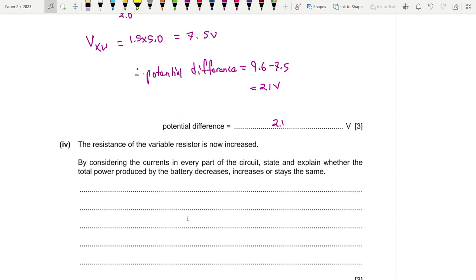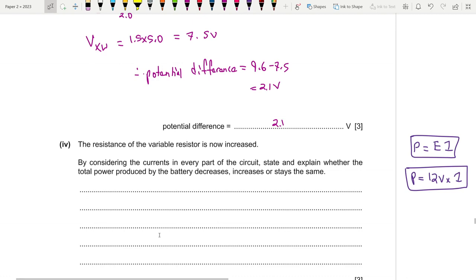They're basically asking us, by considering the currents in every part of the circuit, state and explain whether the total power produced by the battery decreases, increases, or stays the same. Okay, total power produced by the battery. What does this mean? Power produced by the battery is P equals IV. It's actually EI. P is equal to EI, where E is the EMF and I is the current. Okay, so the EMF is constant at 12 volts. So the power totally depends on I. So if I increases, power will increase, and vice versa.